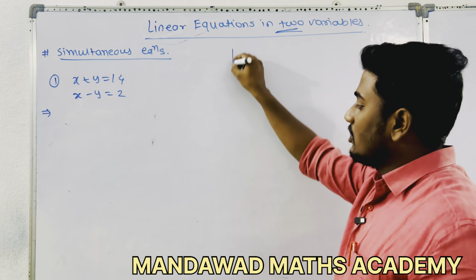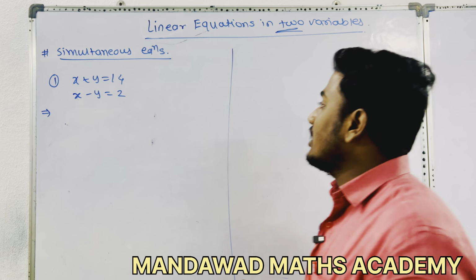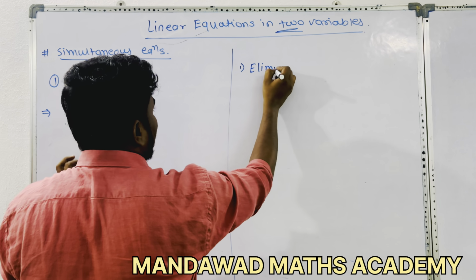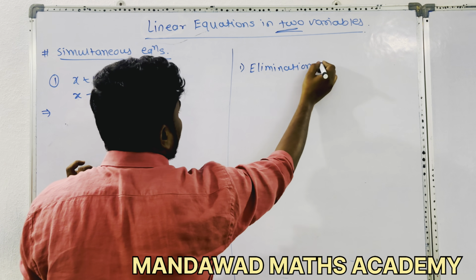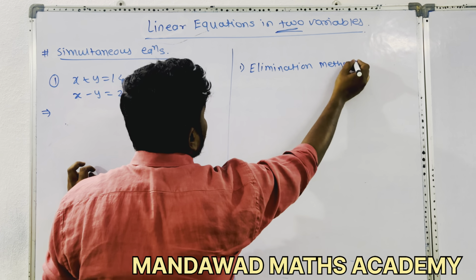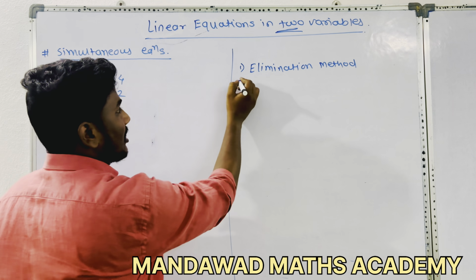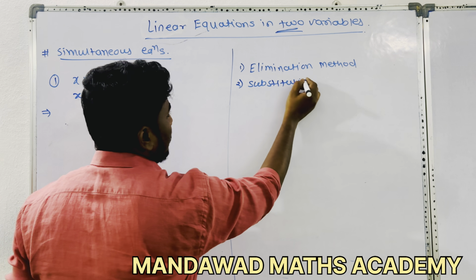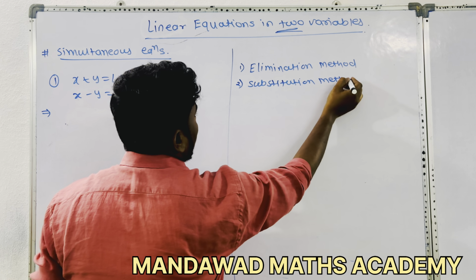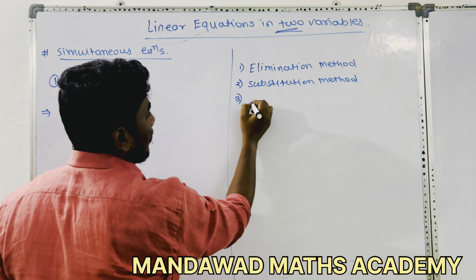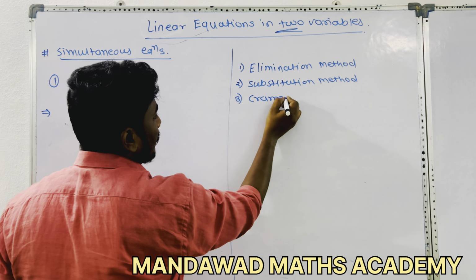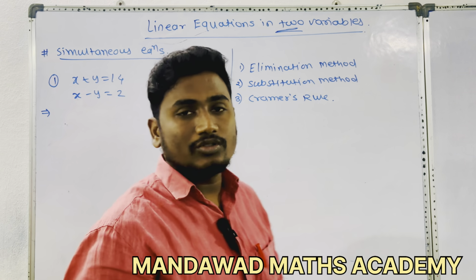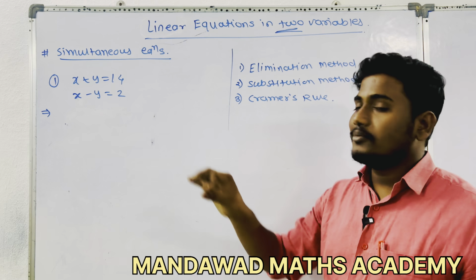So what is the solution of the given equations? You can find there are three methods. First one, elimination method. Elimination method to find the solution of two simultaneous equations. Second method, substitution method. And third one, Cramer's rule.